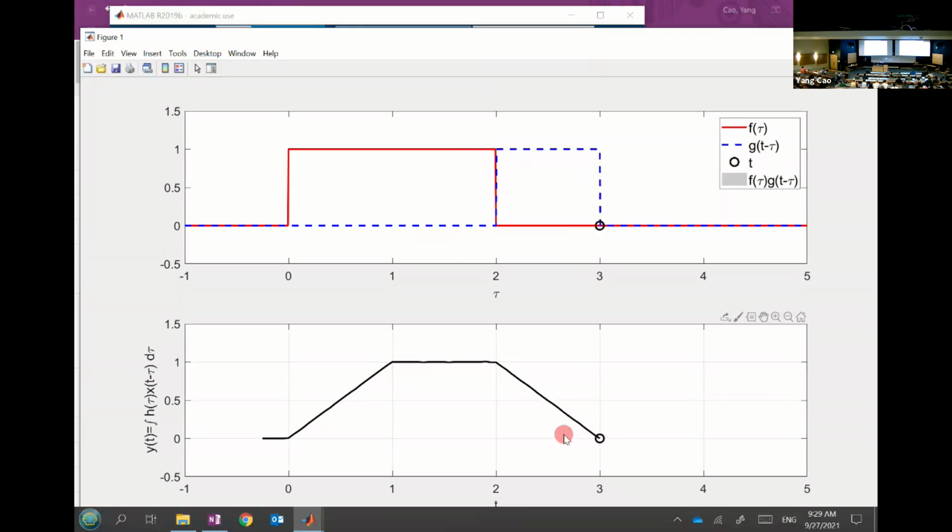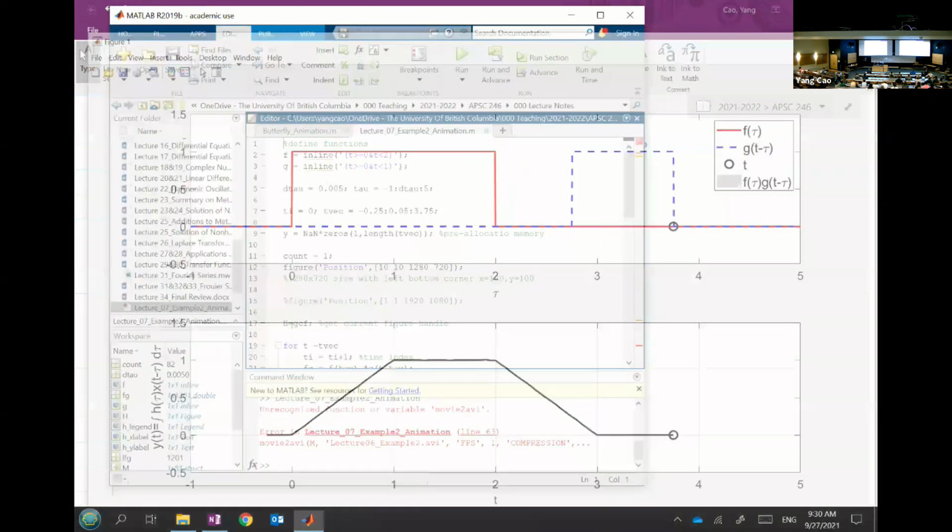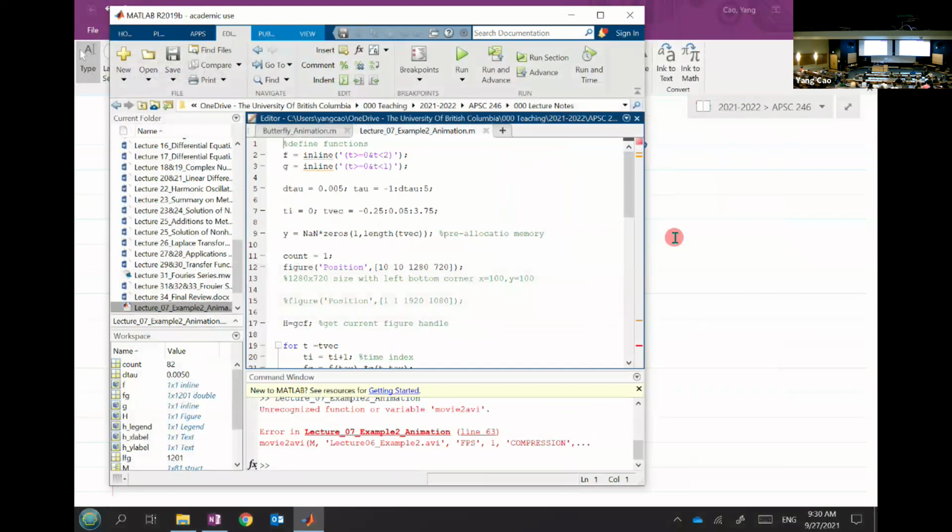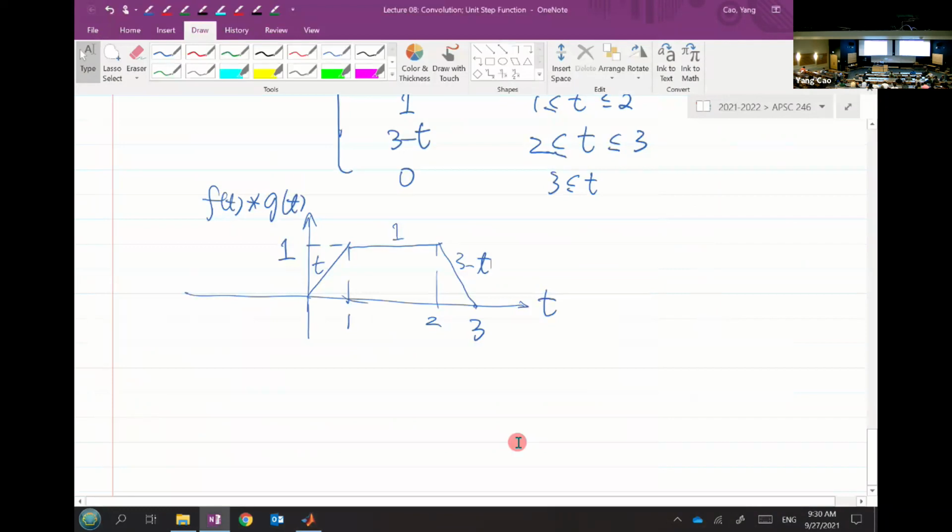Back to 0. Okay. So feel free to study the code, and you can even run the code slowly, step by step, and see what happens at each step. What is the value of the t? What is the value of the convolution for that range? Okay. Any question on the convolution?